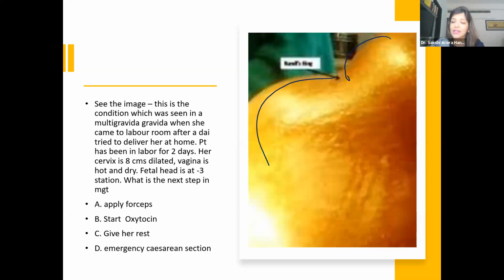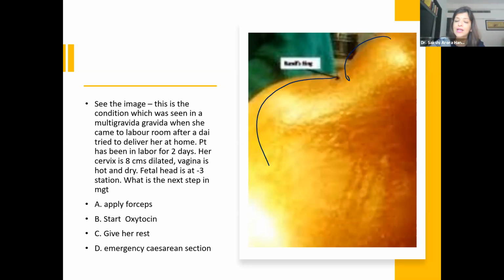Now, Bandel's ring should always be differentiated from one more ring, and that is Schroeder's ring. Bandel's ring is a pathological ring which is seen in case of obstructed labor. I hope all of you are well versed with this. If not, whatever I'm telling you, these are very, very high yielding points, very important points, and you should make a note of all these points. Although I feel that this video would be uploaded on YouTube as well, I'm not very sure on that, but still please note down whatever I'm telling you. These are the most high yielding points in labor which you have to remember, right?